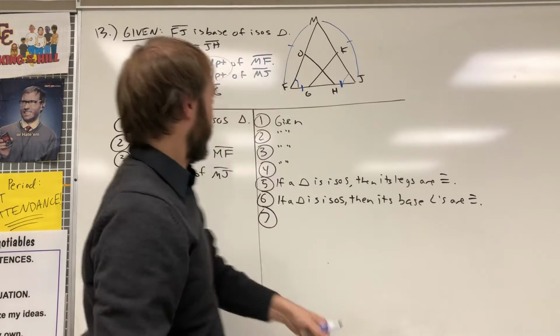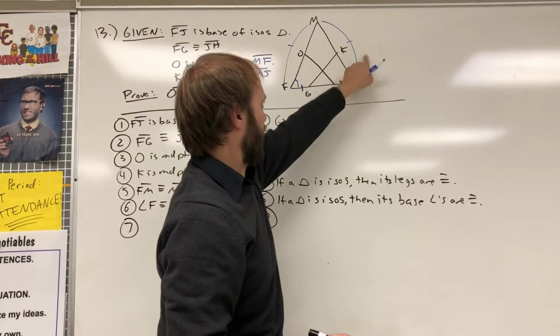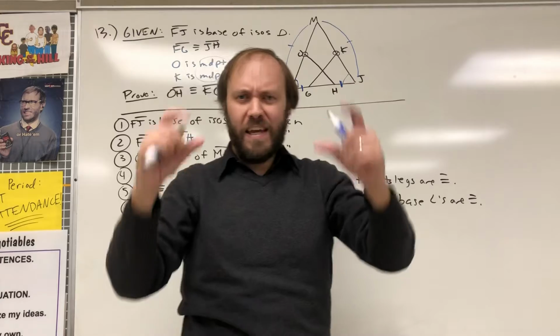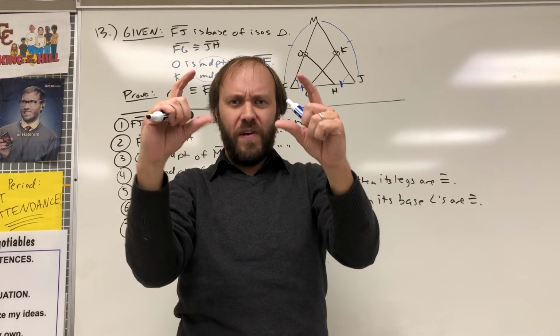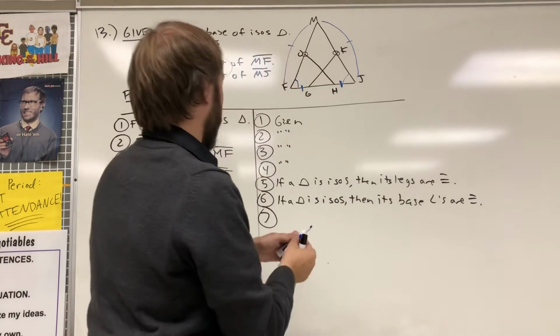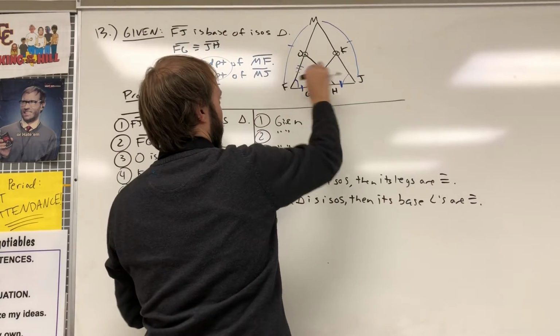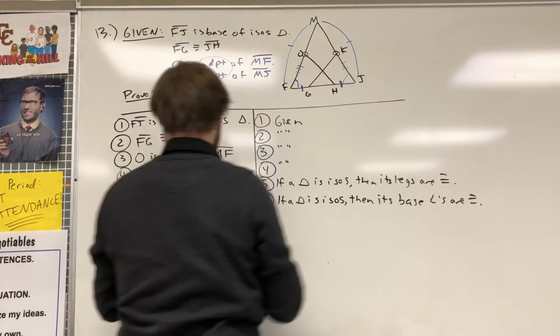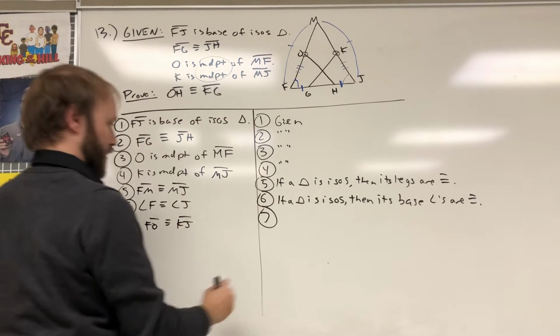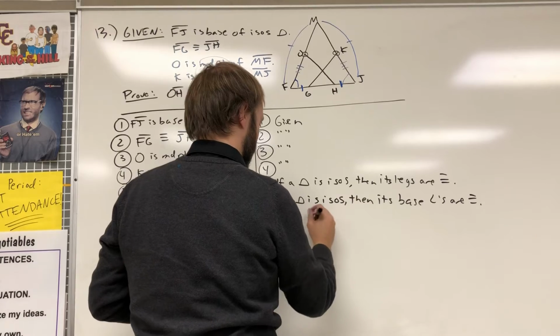So let's look at this. This segment's congruent to this one. That's a midpoint, and that's a midpoint, okay? If two segments are congruent, their halves are congruent, right? That's a division property. So I can say that FO is congruent to KJ, and that's just the division property. All right.